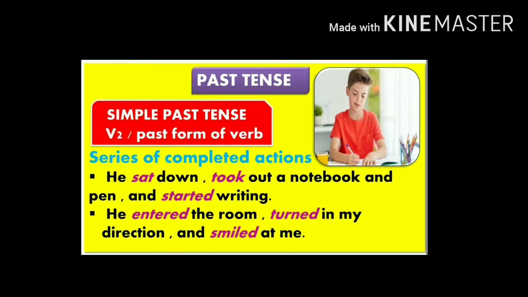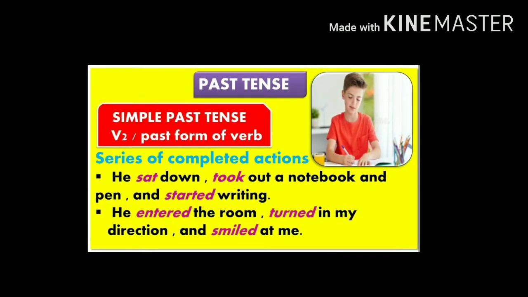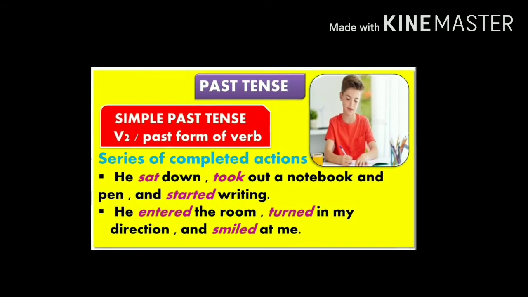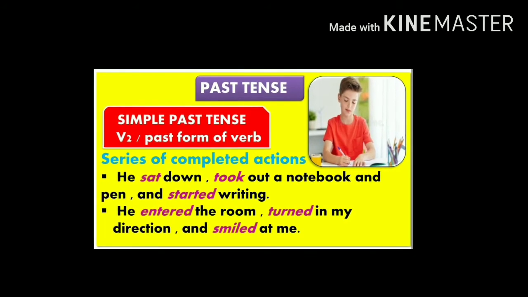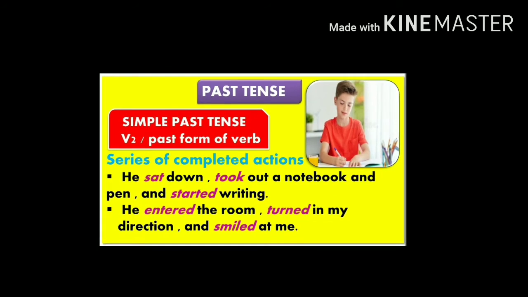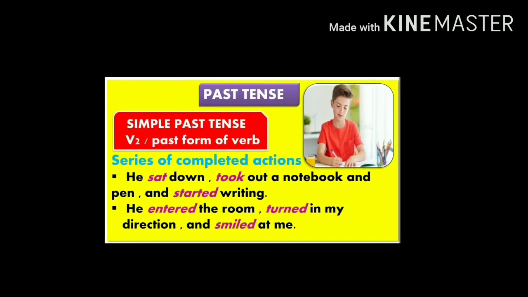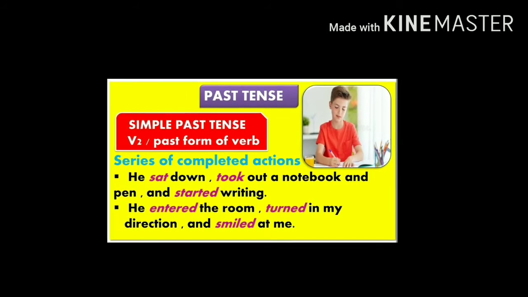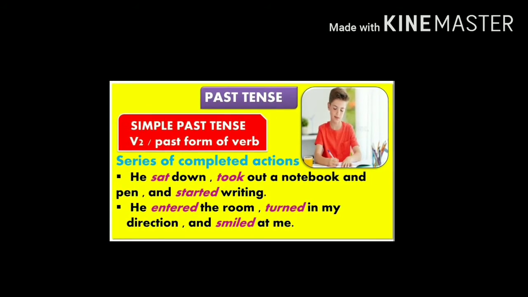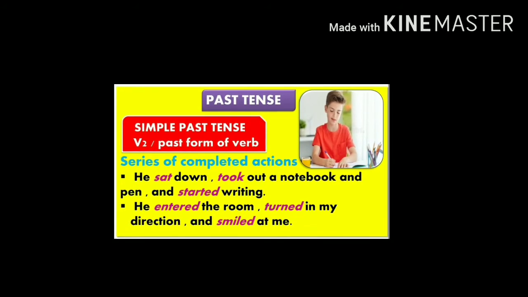The verb used here is V2, that is verb 2 or past form of verb. Simple past tense is used in the places of series of completed actions, habits in the past, completed action in the past, duration in the past. Let's see one by one with examples.